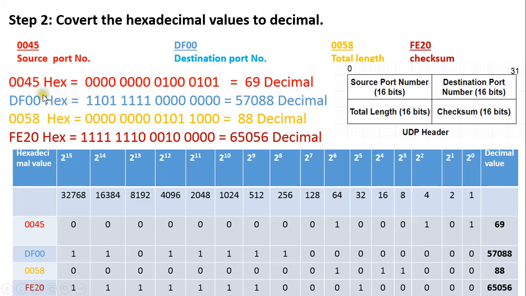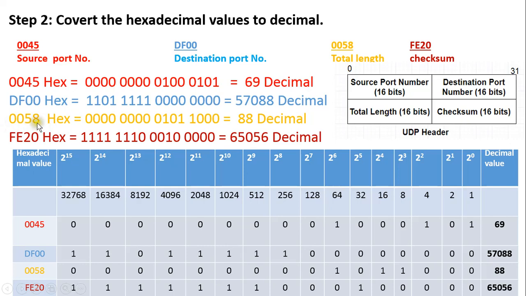0101. DF00 in hex is converted to binary as 1101 corresponding to hexadecimal D, 1111 corresponding to hexadecimal F, 0000 corresponding to hexadecimal 0, and 0000 corresponding to hexadecimal 0.